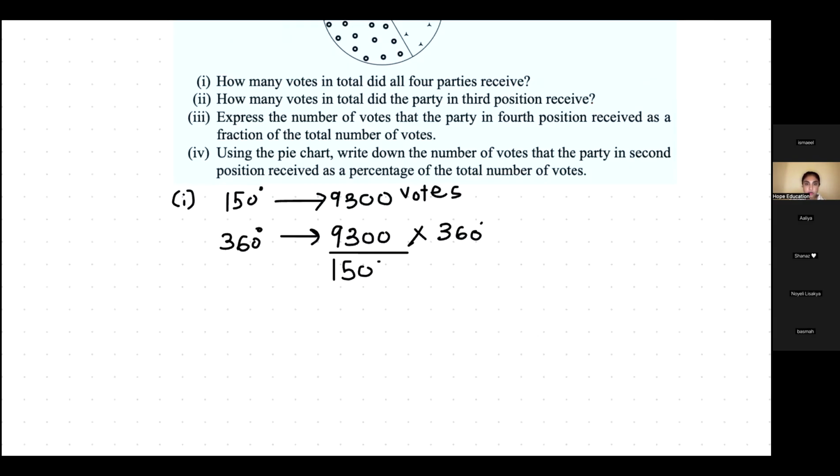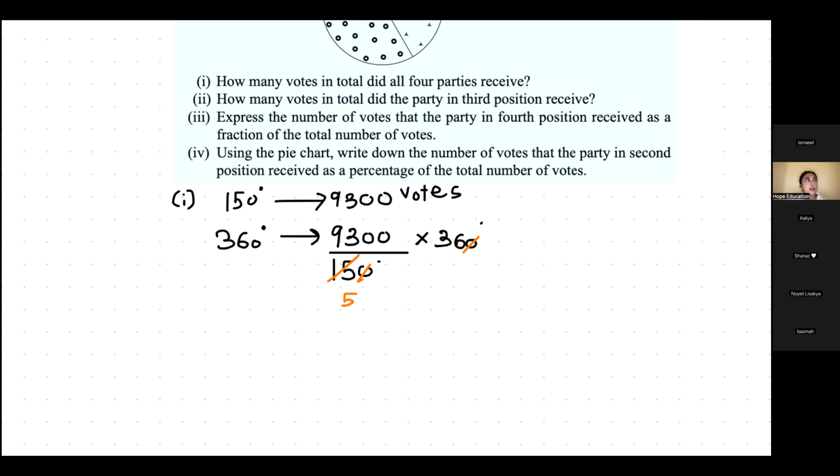So 1 degree means 9,300 divided by 150. And then for 360 degrees, multiply by 360. So I just reduced 1 step there. So 0, 0 cancels. 3 times 5 is 15.